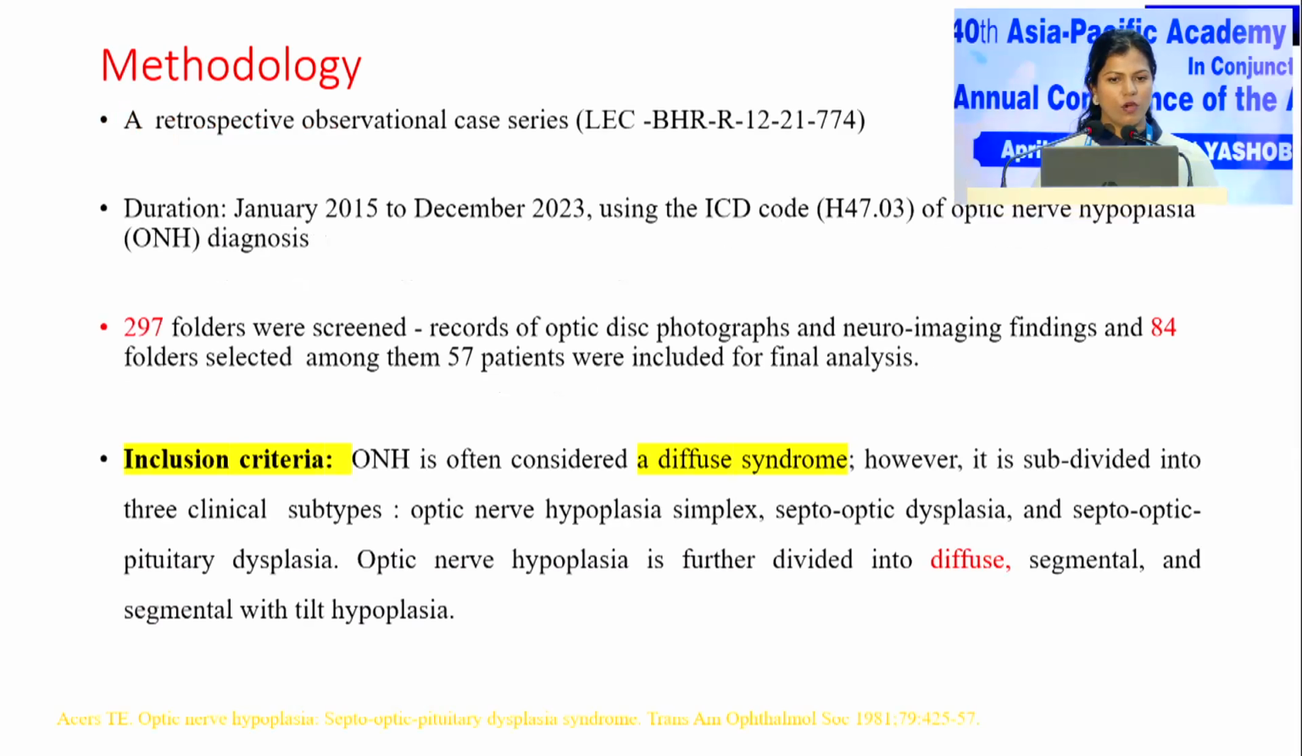It is a retrospective observational case series conducted from January 2015 to December 2023. We screened folders with the ICD code of optic nerve hypoplasia, among which we got 297 folders. In this, 57 patients were included for final analysis, with optic disc photographs available and neuroimaging findings present. Optic nerve hypoplasia per se is divided clinically as diffuse, segmental and segmental with tilt. We included patients with diffuse optic nerve hypoplasia.